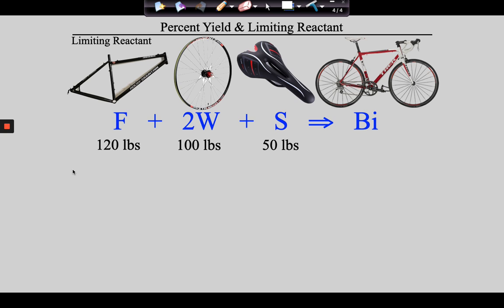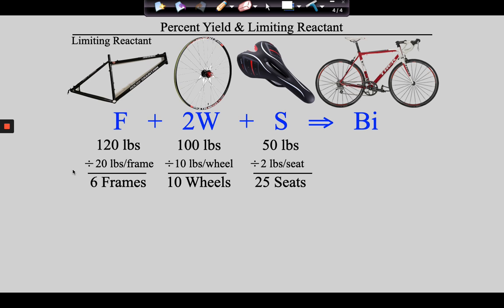What do they weigh? So guys, imagine that a frame weighs 20 pounds. This is a pretty cheap bike. Frame weighs 20, the wheels weigh 10, and the seats weigh 2. Guys, now, how many bikes can you build? Well, what do we need to do? Well, using this information, we can figure out how many of each part we have. So guys, how many frames do we have? 6. How many wheels? 10. And how many seats? 25. So all we got to do is do the math, and now we know how many of each part we have.